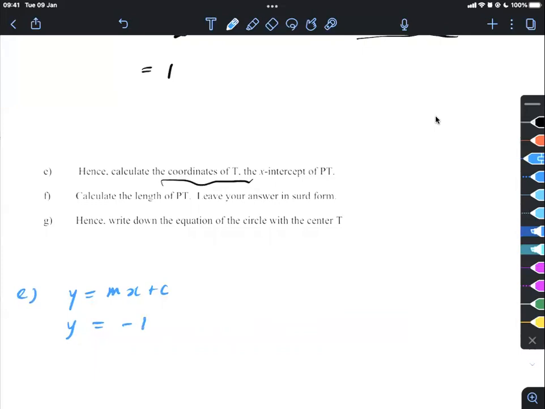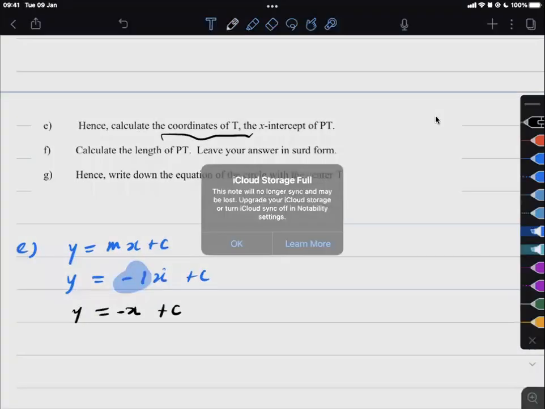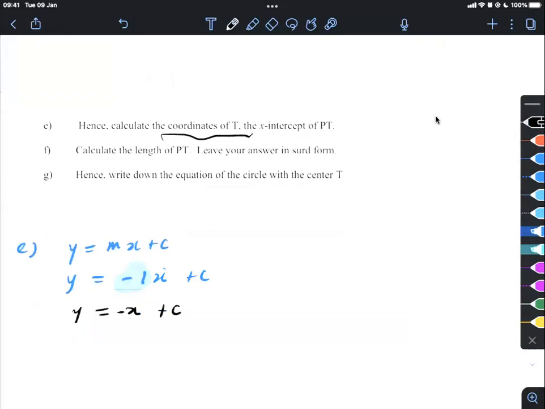So the gradient of the tangent is -1, and then we'll multiply by x plus c. Remember, we can't write -1 as a coefficient of x. We're just going to have -x plus a constant c. Now that we have -x plus constant c, we need to then substitute the point. Remember, the point that we're substituting here is P, excuse me, not T.